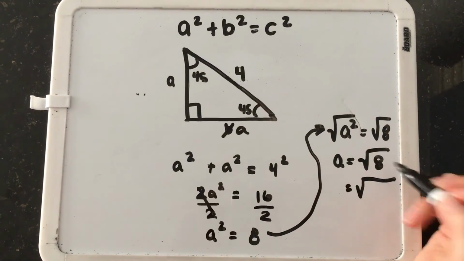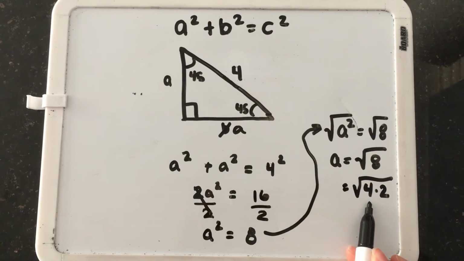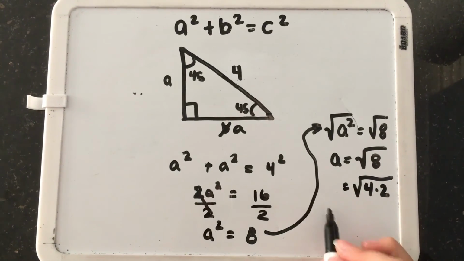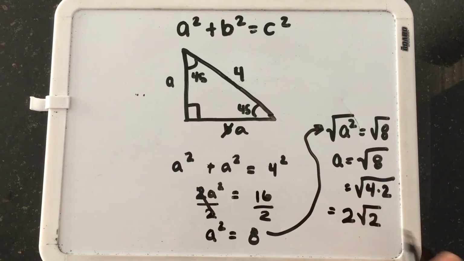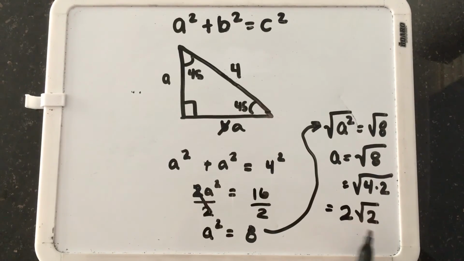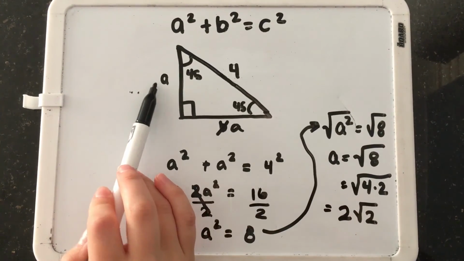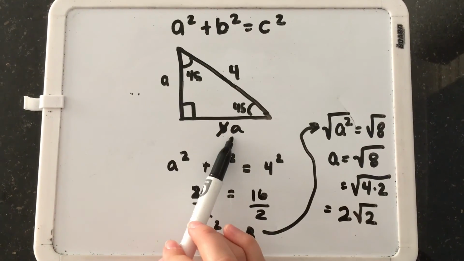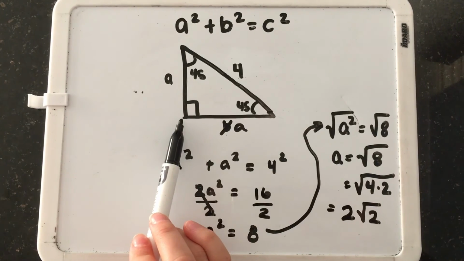Let's split the 8 into factors, 4 and 2. The square root of 4 is 2, and we can bring that on the outside of the radical sign and leave the 2 inside. So we found that a equals 2 root 2, and a is both of these sides. So we solved for all of the sides of our right triangle.